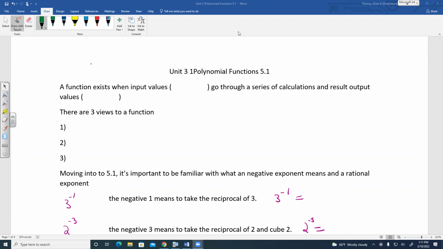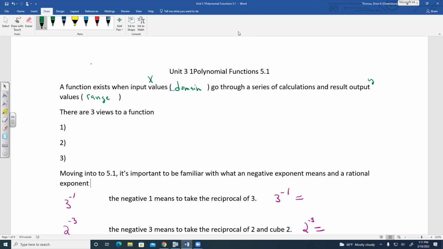A function exists when input values, which now we know that word is the domain. Remember, input values are those x values typically. They're going to go through a series of calculations and they're going to result in output values, which a lot of times we use the word range for that. Again, remember, output values are those y values.